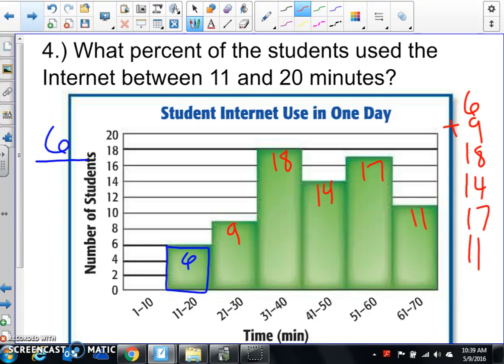So if you just grab your calculator real quick. 6 plus 9 plus 18 plus 14 plus 17 plus 11. So there's a total of 75 people. So now we're going to put 75, so the total goes on bottom. And it says what percentage. So we take that fraction, we turn it into a decimal, which is 0.08. And then to make that into a percentage, we double dip to the right. So that would be 8%.